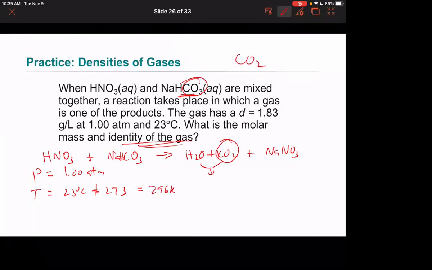.296 Kelvin. So we don't need to do any of that. We don't need to write the equation. We don't need to know the identity of the gas up front. All right, what else we got? We got a density too.